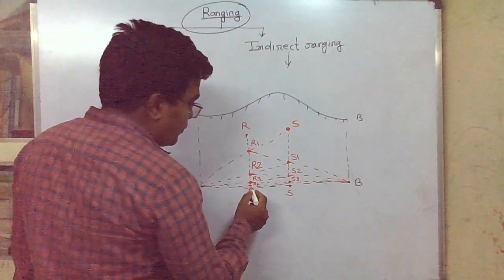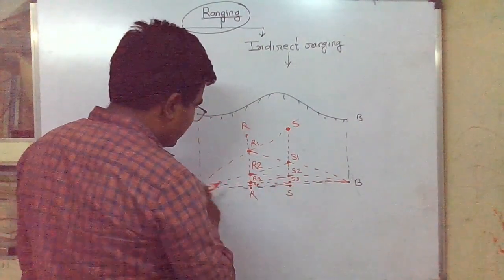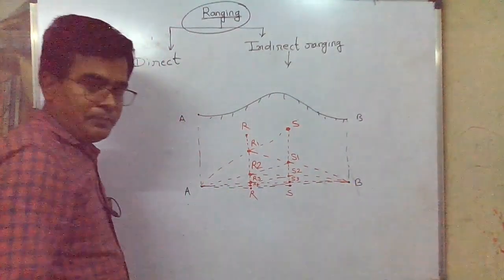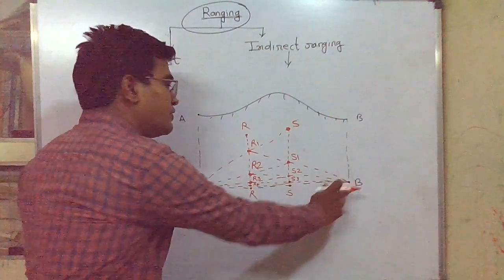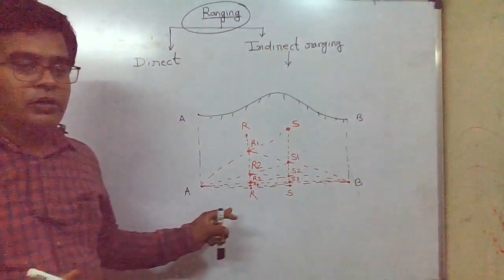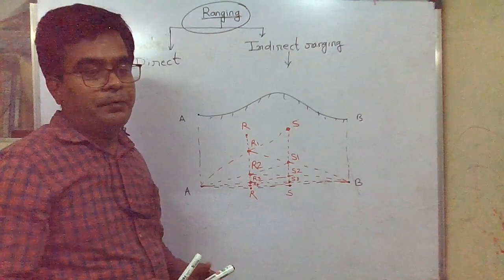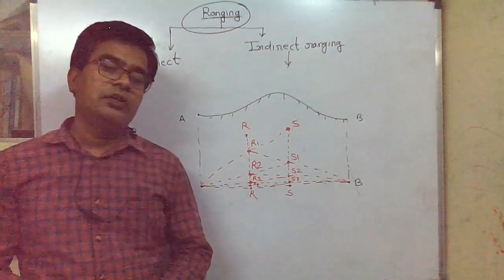We are establishing points R and S in a straight line AB. Now this procedure will continue until points R and S come exactly in a straight line AB. Got it? So this is enough for today. In the next lecture we'll discuss ranging on sloping ground.